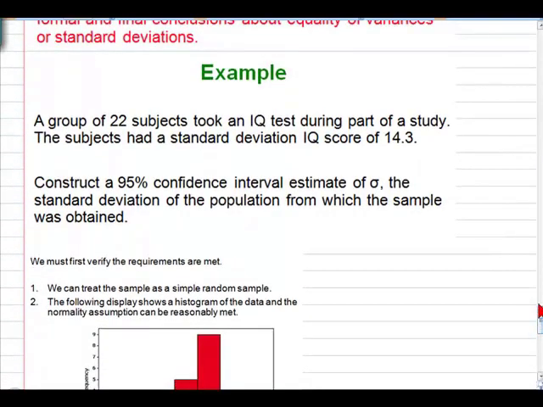So here's an example. It says a group of 22 subjects took an IQ test during part of a study. The subjects had a standard deviation IQ score of 14.3. This is the standard deviation, so that means S is equal to 14.3. Here we're asked to construct a 95% confidence interval estimate of sigma, the standard deviation of the population from which the sample was obtained.